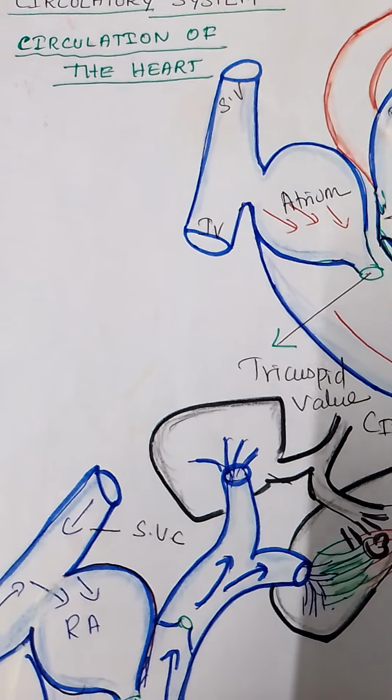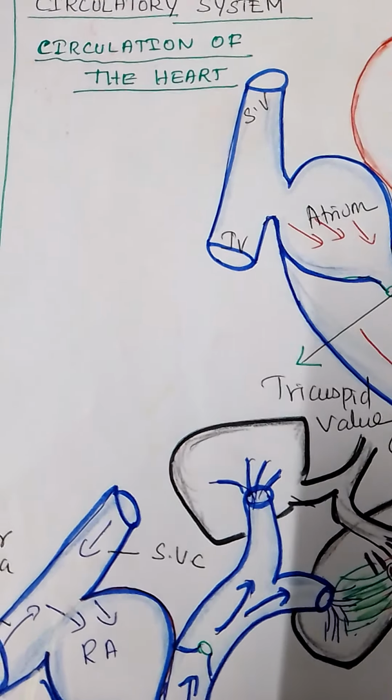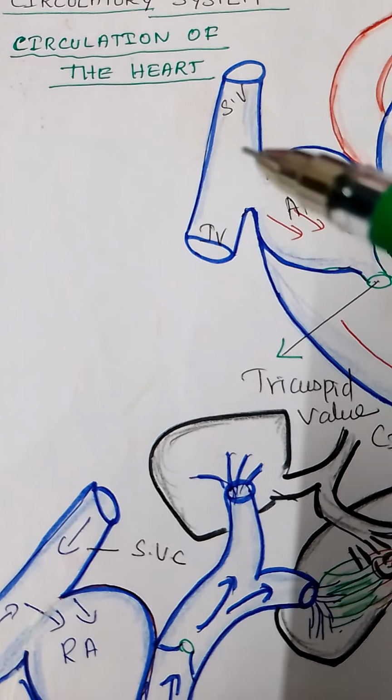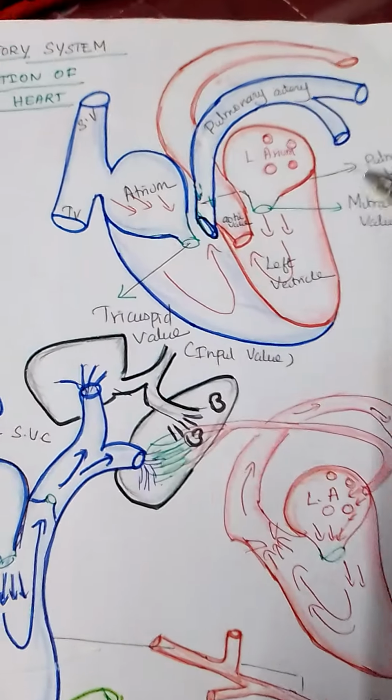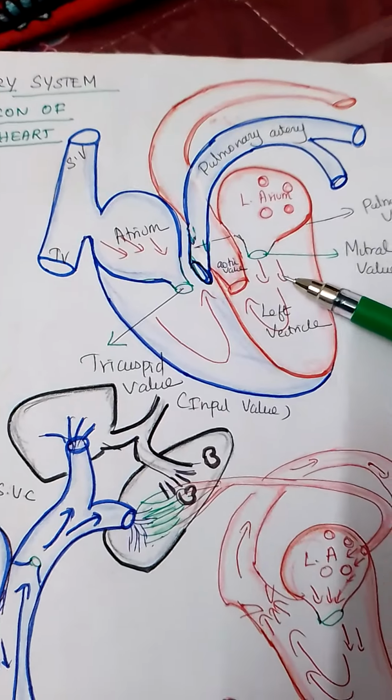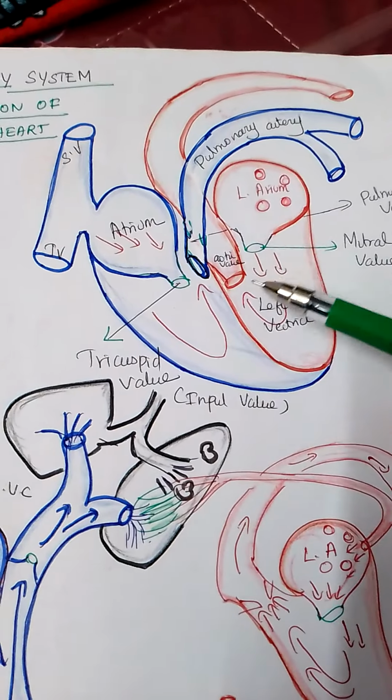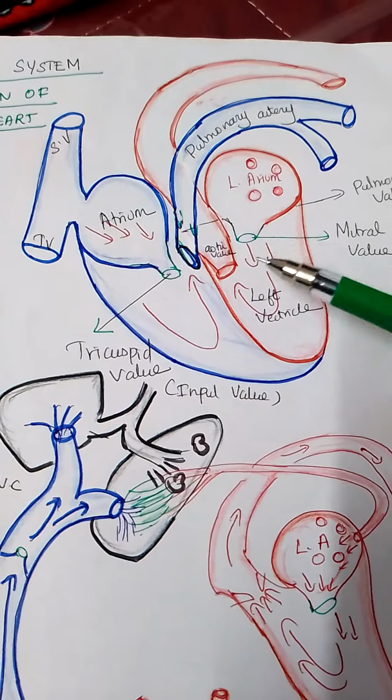Good morning, students. Today we will see about the circulatory system. We will see about the circulation of the heart. The human heart has a double, closed, and complete circulatory system.